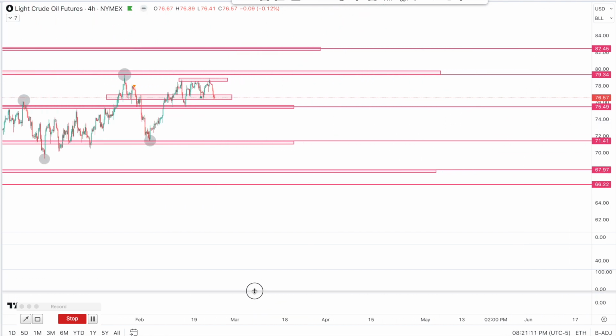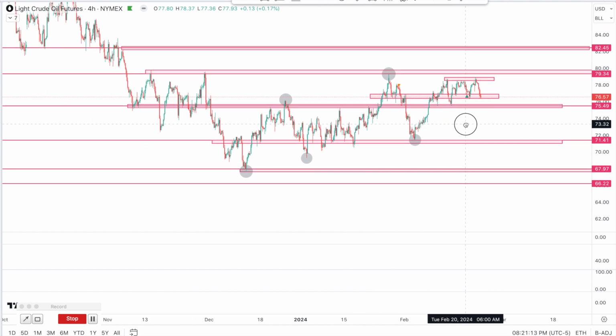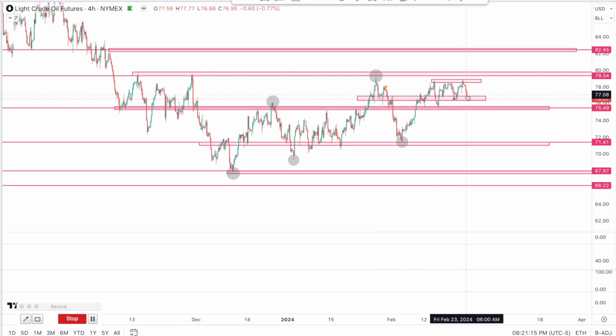And when that happens, the way I view it is it's building energy. And this energy is going to get released to one side or the other. It did the same thing over here, and that energy got released to the upside.